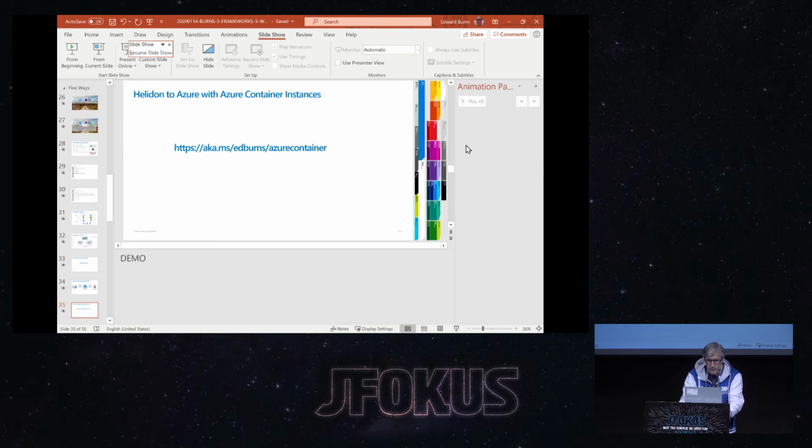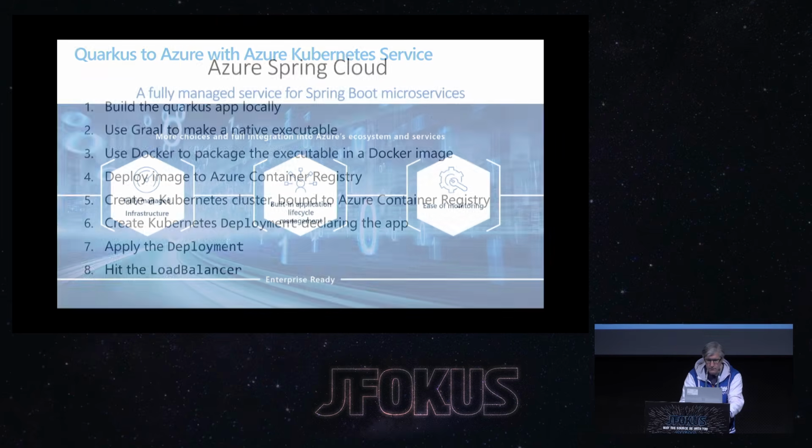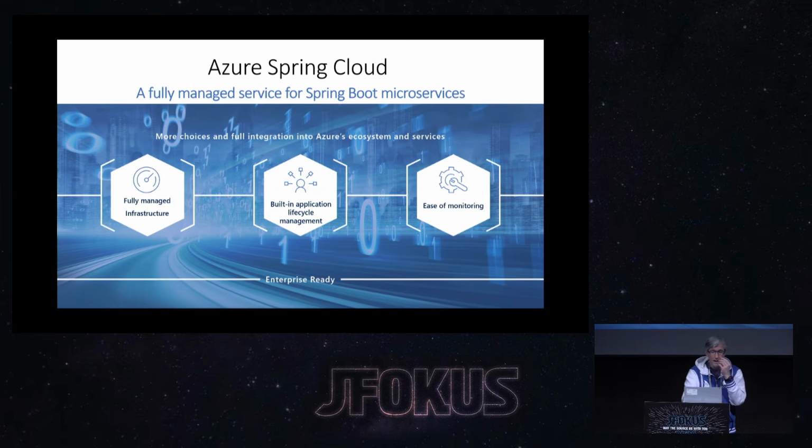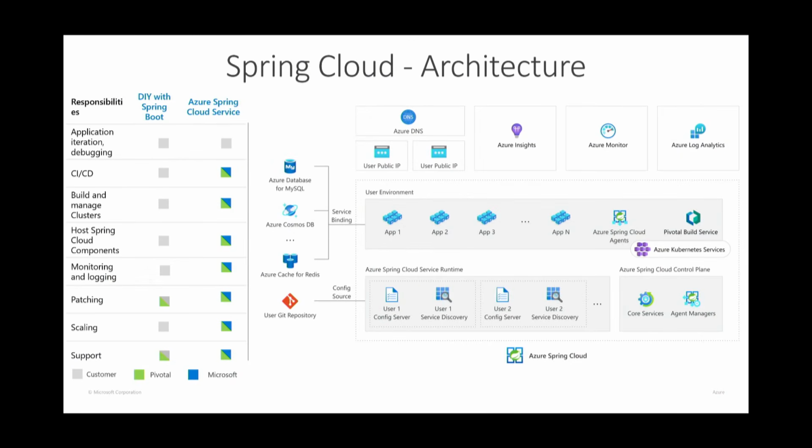Next up is Spring. Play from current slide. Yes, so this one I'm really excited about, Azure Spring Cloud Service. It only premiered in October of this past year. It's a fully managed PaaS. And if you're running Spring Boot and you want to get into the cloud and you don't want to do all of the Spring Cloud infrastructure yourself, it's a really great service. You can see it handles integration, CI/CD, building and managing of clusters, monitoring, logging, patching, scaling. All of that is handled by the Pivotal Microsoft partnership.